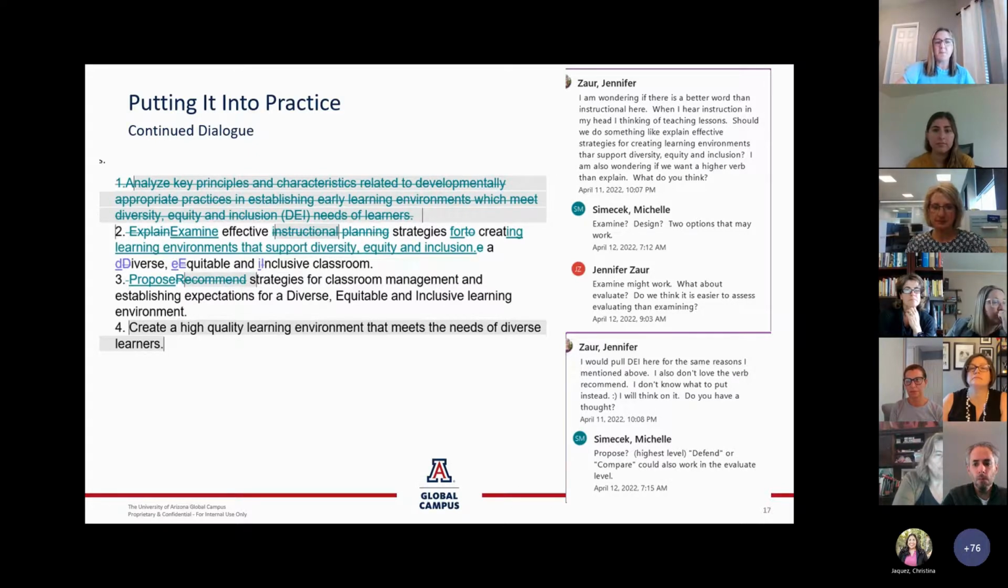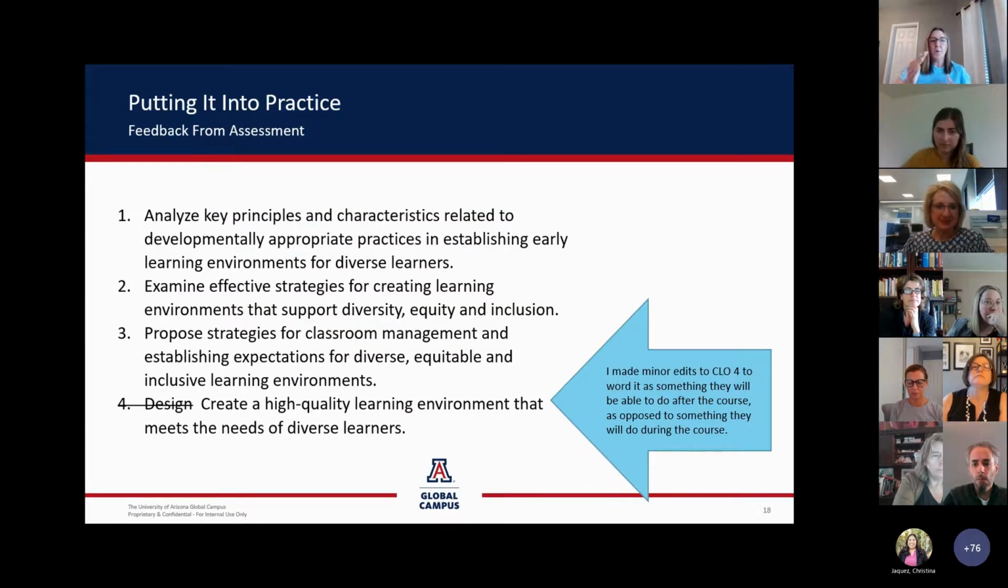And then we ended up talking some more about maybe pulling DEI and saying, I don't know that I love that verb recommend, but I wasn't sure what I wanted to put instead. And so, kind of having that back and forth conversation. And then if you go one more slide, Kate, you can see where we kind of ended up when we started to clean them up.